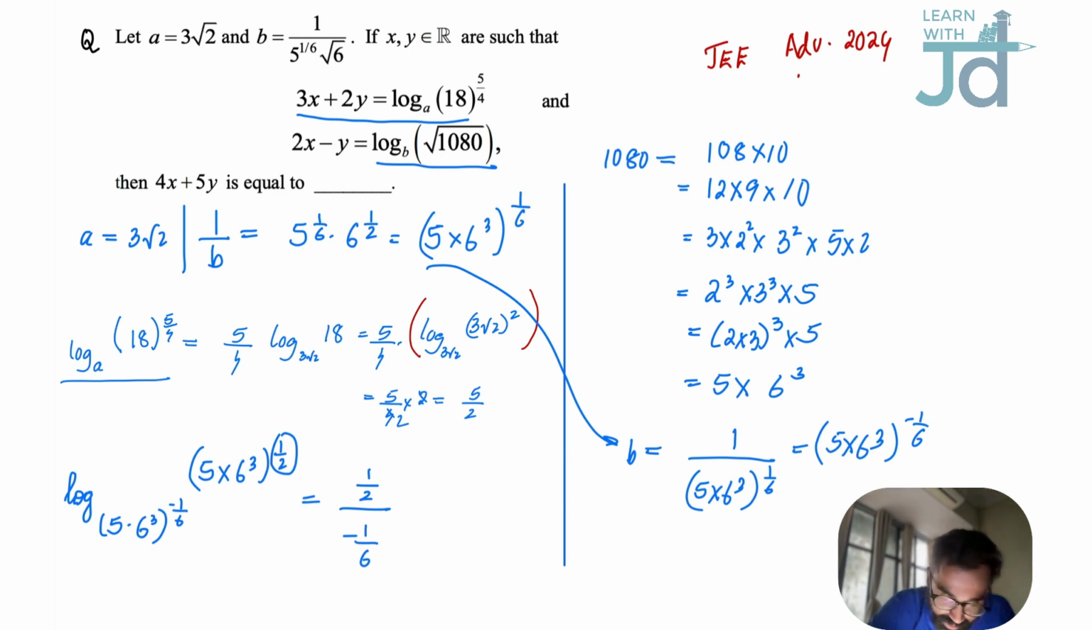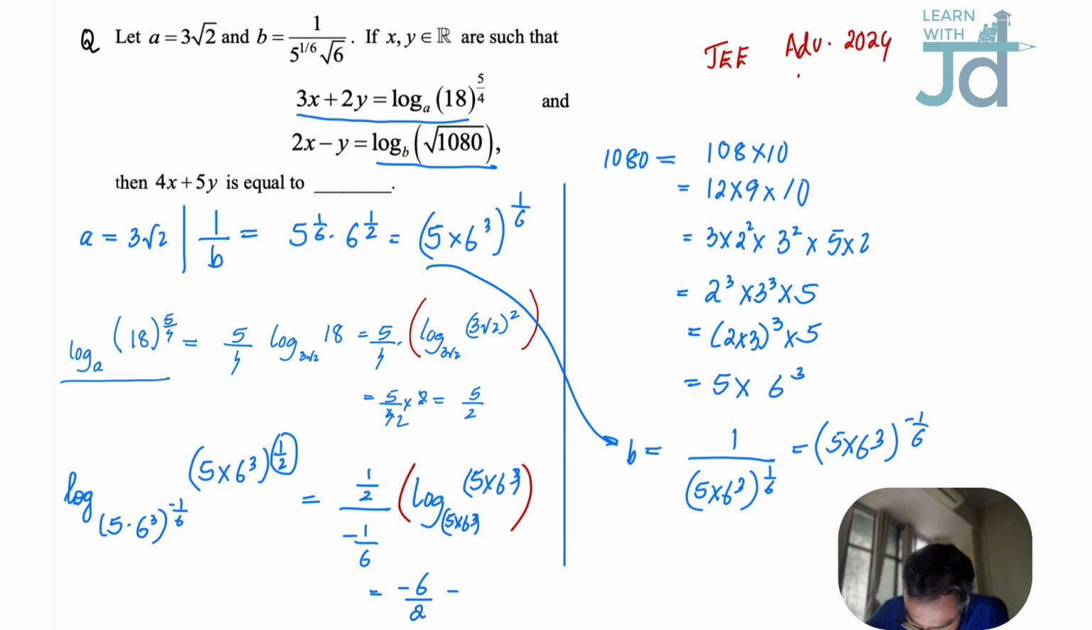The same thing I'm doing here. So raised to minus 1 by 6 will come here, and this will be log 5 into 6 cube, and this is also 5 into 6 cube as the base. So this whole thing is going to be 1, because the base is same and the number is same. Here this 6 will come up, this 2 will come down, so it will be minus 6 by 2, which is minus 3. Okay, so we have got both the quantities, one is 5 by 2, one is minus 3.